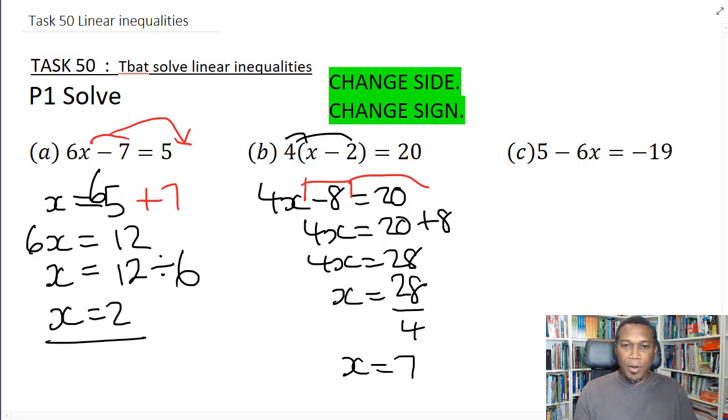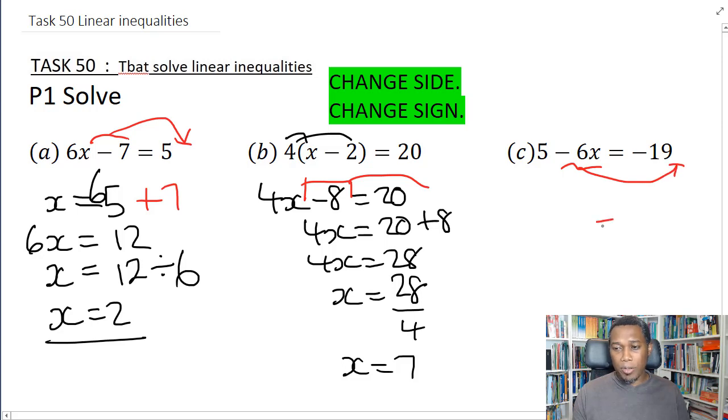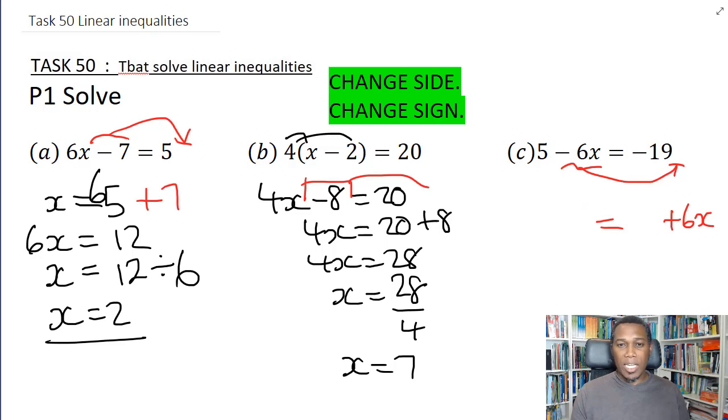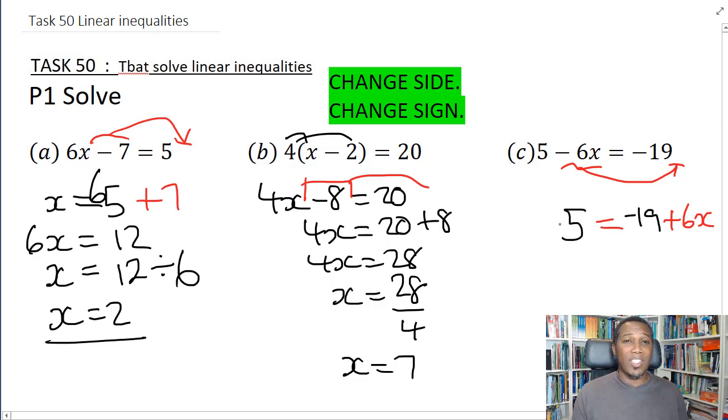The issue here that makes it a bit different is that we have not 6x, we have negative 6x. But we need our x to be positive. So that minus 6x needs to go to the other side, and minus 6x will become positive 6x. I haven't done anything with the minus 19 as yet. That will stay there, and 5 is still on the left-hand side. At this stage, I want all the numbers on the left and the 6x by itself. So that minus 19 needs to come over and become positive 19.